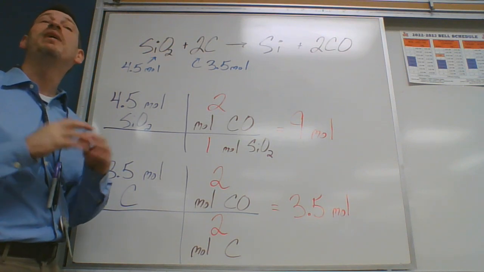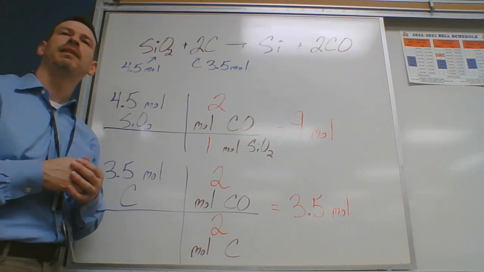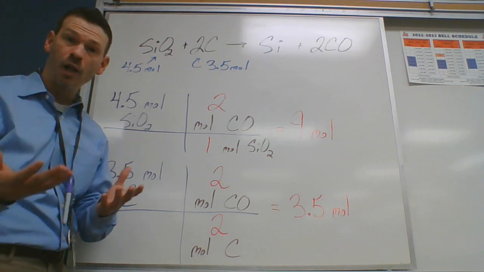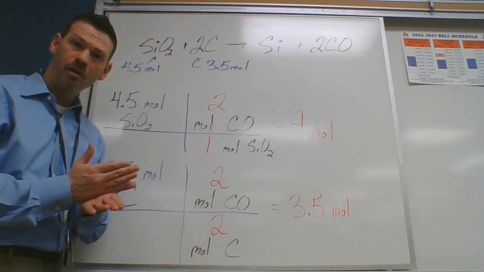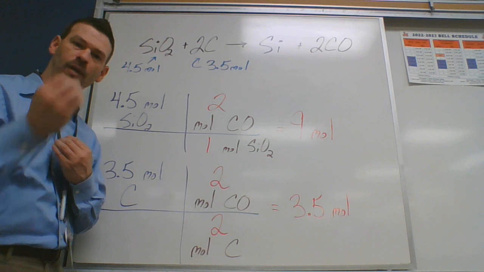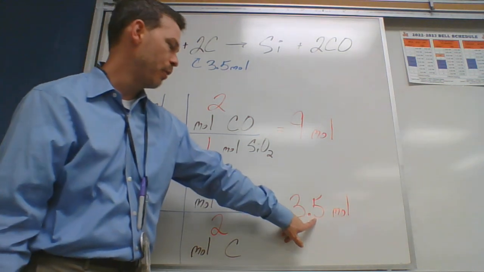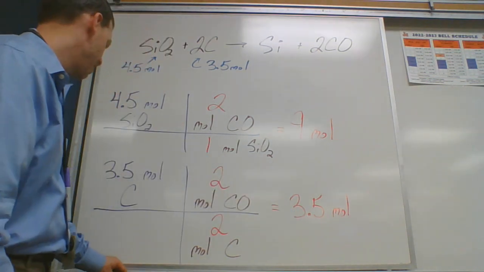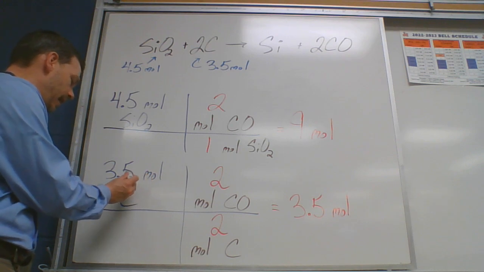Which number do we care about in regard to limiting reactant? The smaller one. The smaller number will indicate the limiting reactant. In this case, 3.5. Therefore, the limiting reactant is carbon.